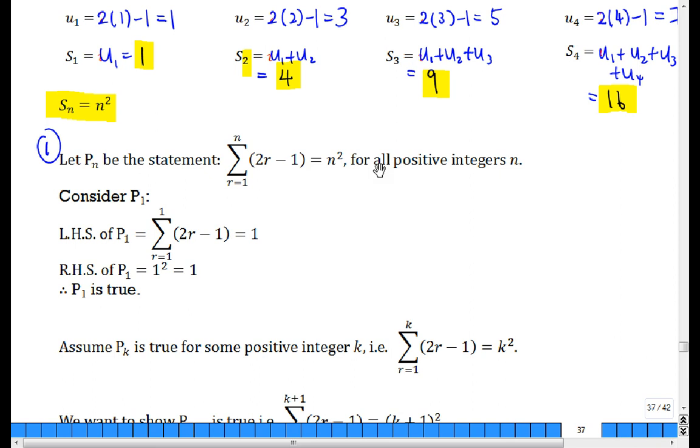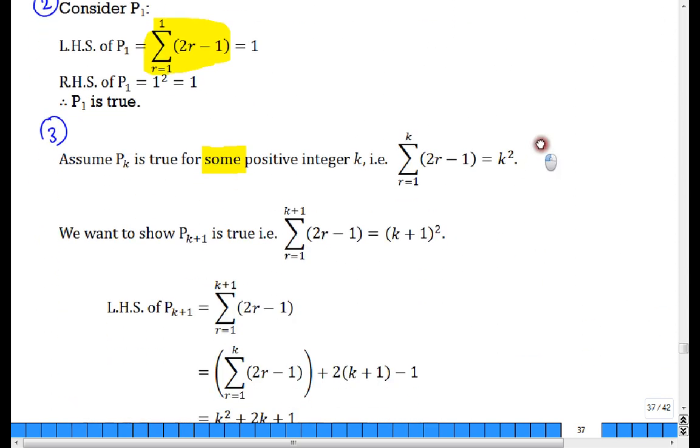Consider P1, which is the first case. Again, I cannot stress this enough. You must write this. It's not an option. You must be very explicit. Right hand side, just put 1 square, done. P1 is true. Step number 3, assume Pk is true for some positive integer k, and you write what it means.